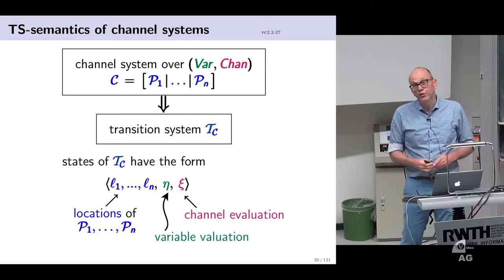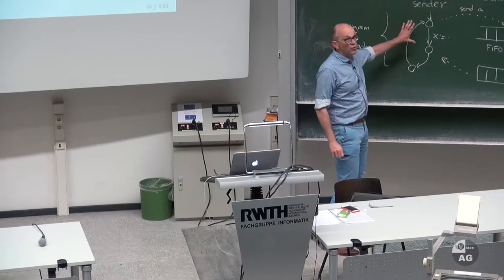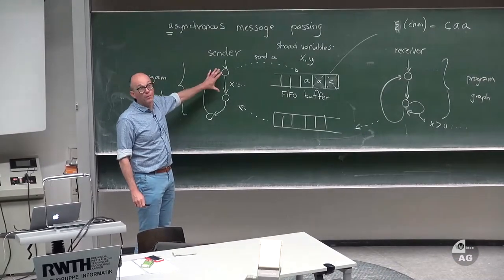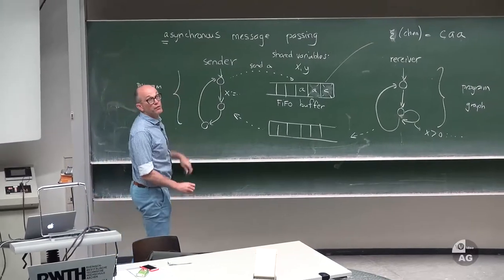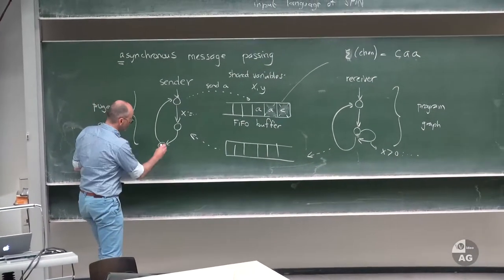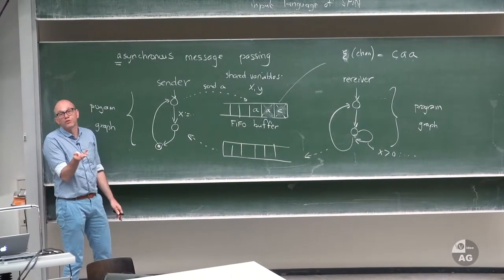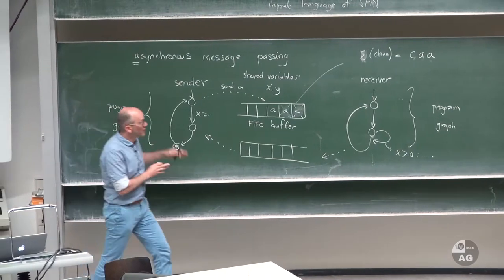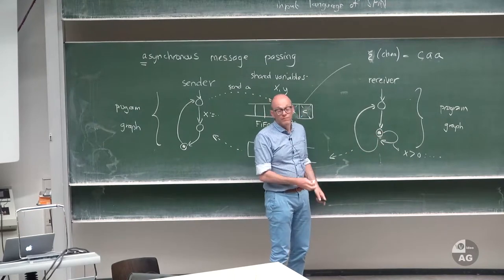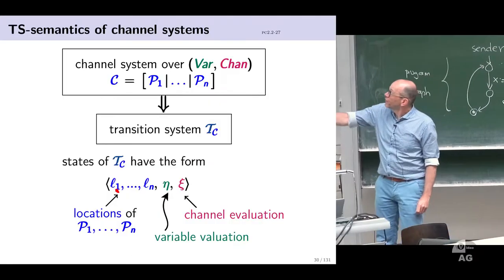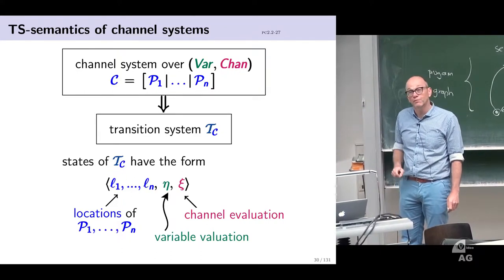So first of all, we have to agree on what the states are. If you look at this system, what do you need to know in order to know what the current state is? Well, first and foremost, for every program graph, you need to know the current location. It's the local program counter, so to speak, of this program graph. Similarly, for this program graph, you want to know its current location. So the first thing you need is that for every process, you know the value of the program counter, L1 up to LN.